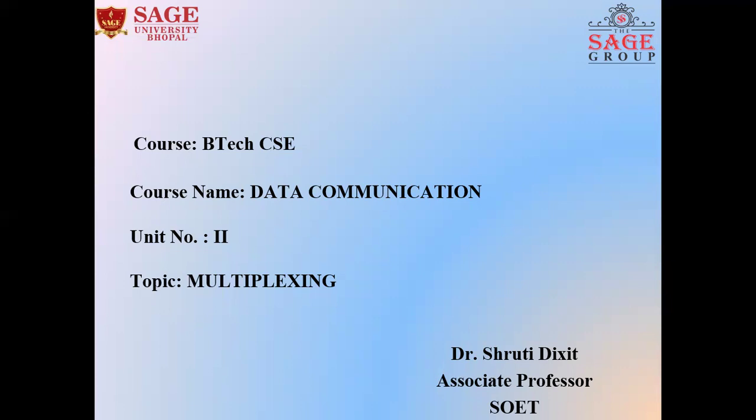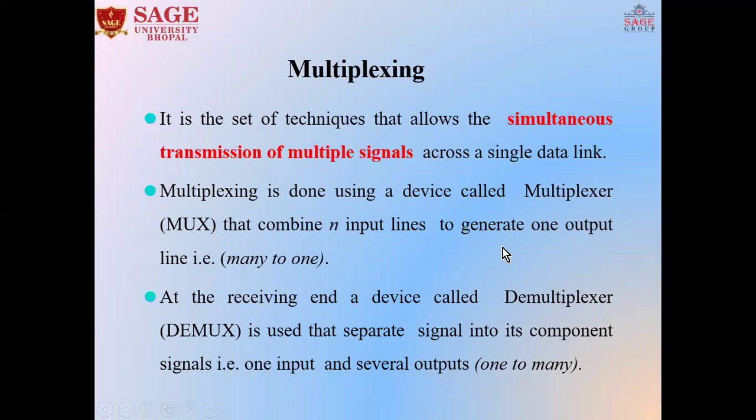Today we are going to discuss the topic multiplexing, from the course Data Communication, Unit number 2. First of all, we will understand the meaning of multiplexing: multiplexing, many to one, and demultiplexing. What is happening in the case of the transmitter and in the case of the receiver.